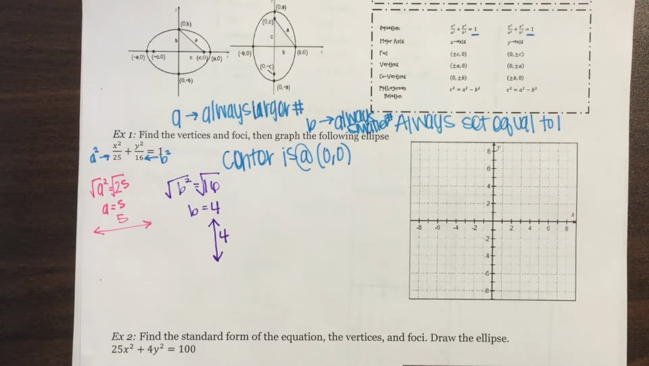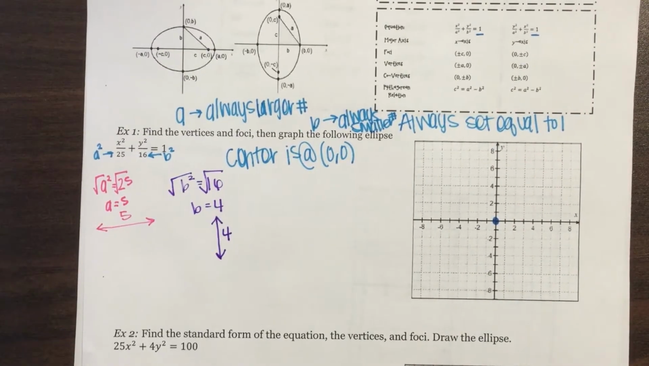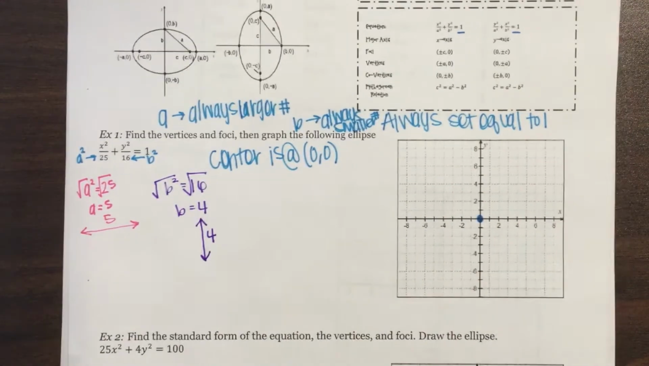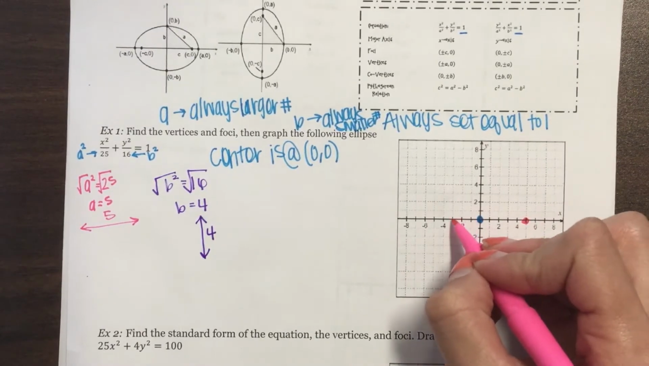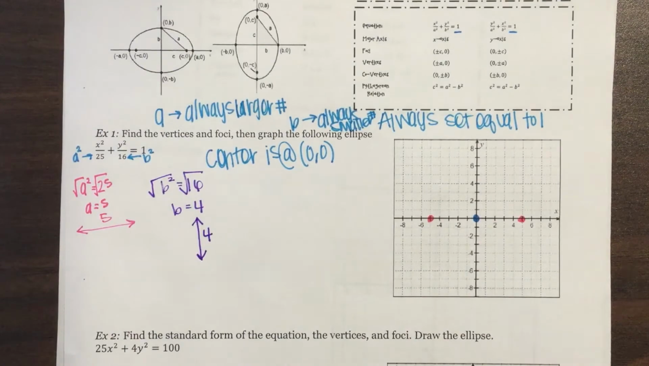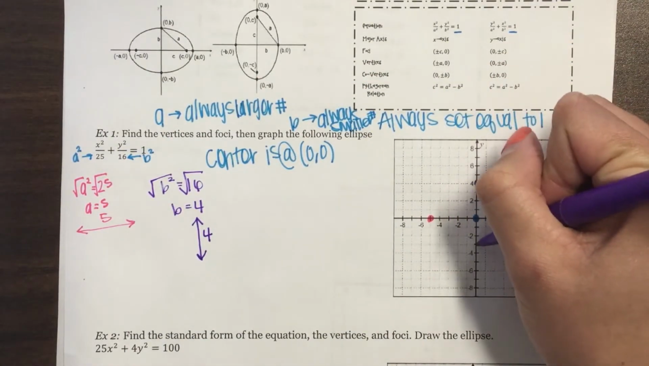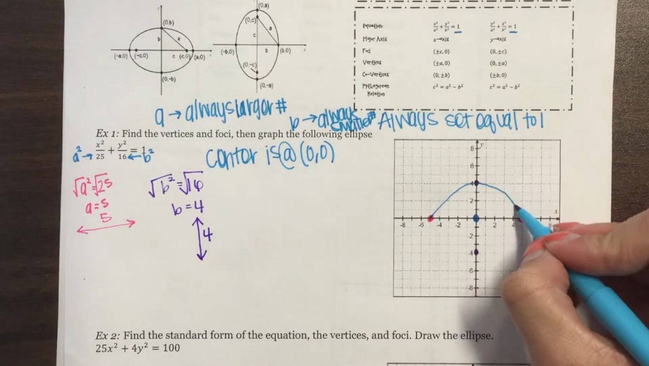Okay. And then let's just graph this right now. So the center is 0, 0. So I'm just going to graph that point right there. My A is 5, and that means I'm going to go left 5 and right 5. So I'm going to go 1, 2, 3, 4, 5. And then my B is 4, and it's under the Y, so I'm going to go up 4. 1, 2, 3, 4. Then I can just graph this. So I guess I'll graph it with blue.